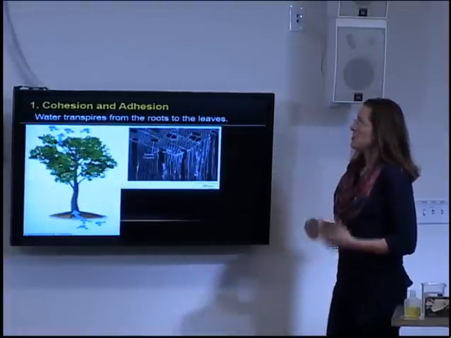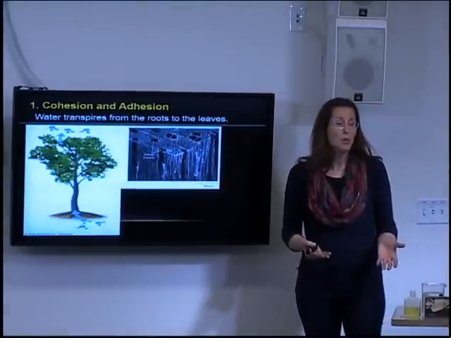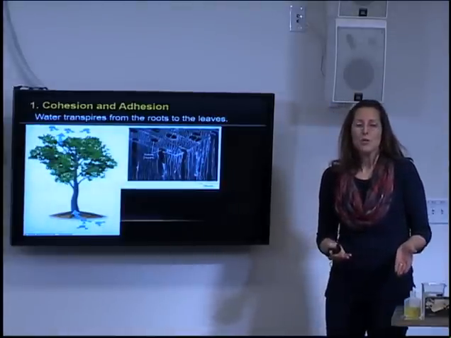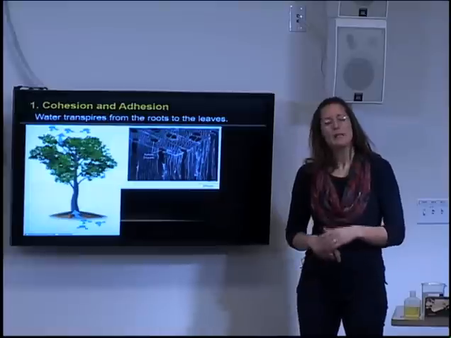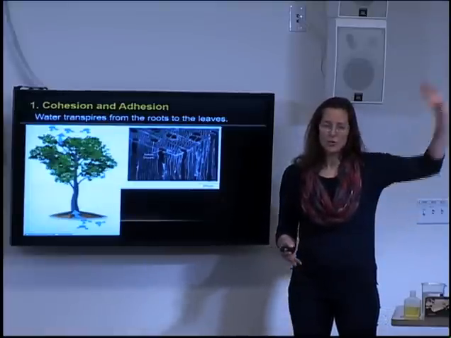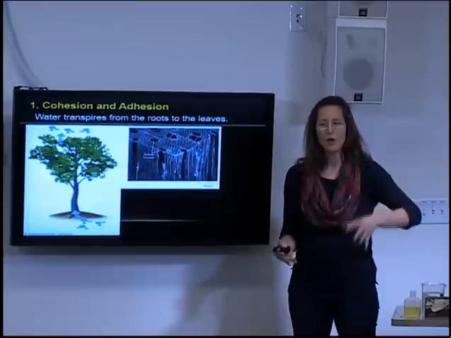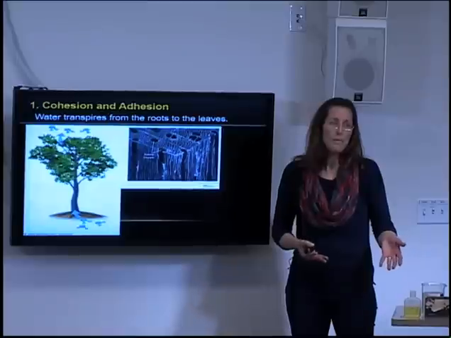So cohesion and adhesion, the important biological importance of cohesion and adhesion would be something called transpiration in plants. So in this class, we're going to be studying the photoautotrophic food web. We're going to be looking at solar radiation and how plants convert that to carbs, and then how animals go ahead and consume plants, and so on and so on.